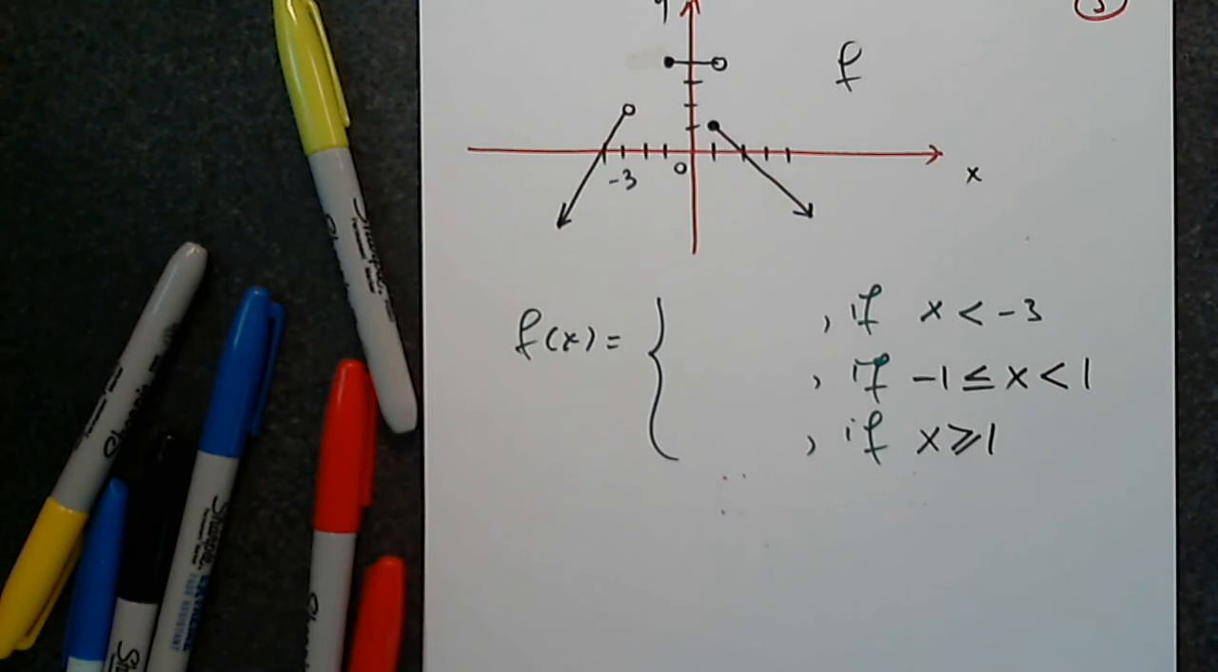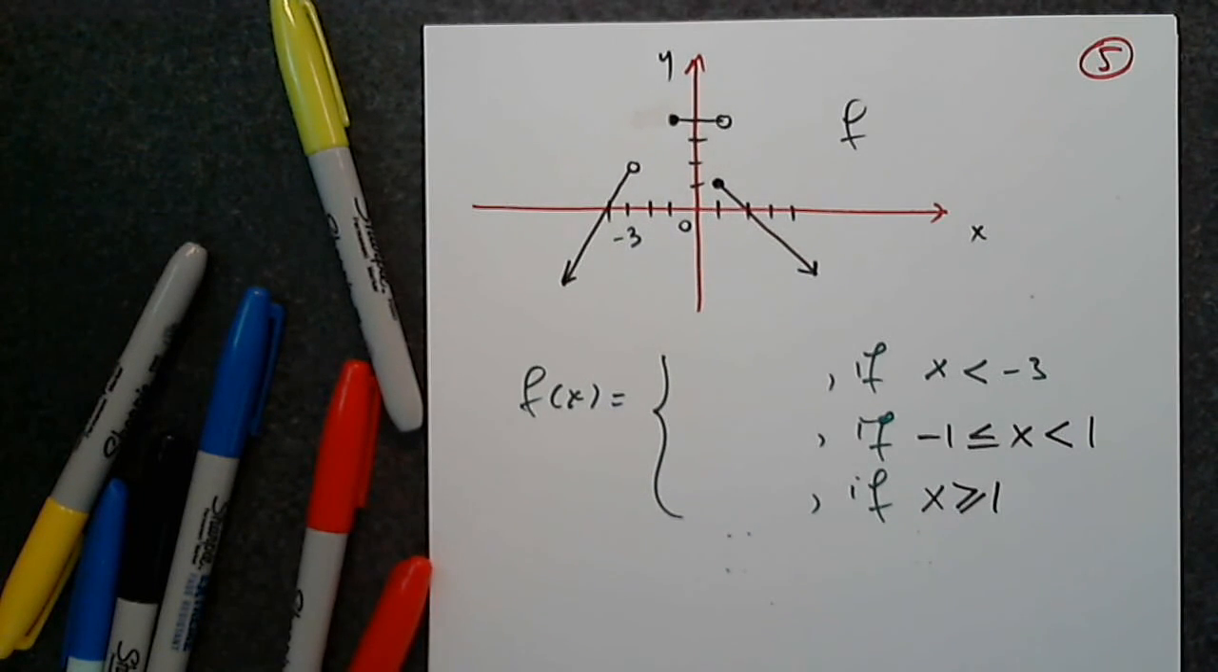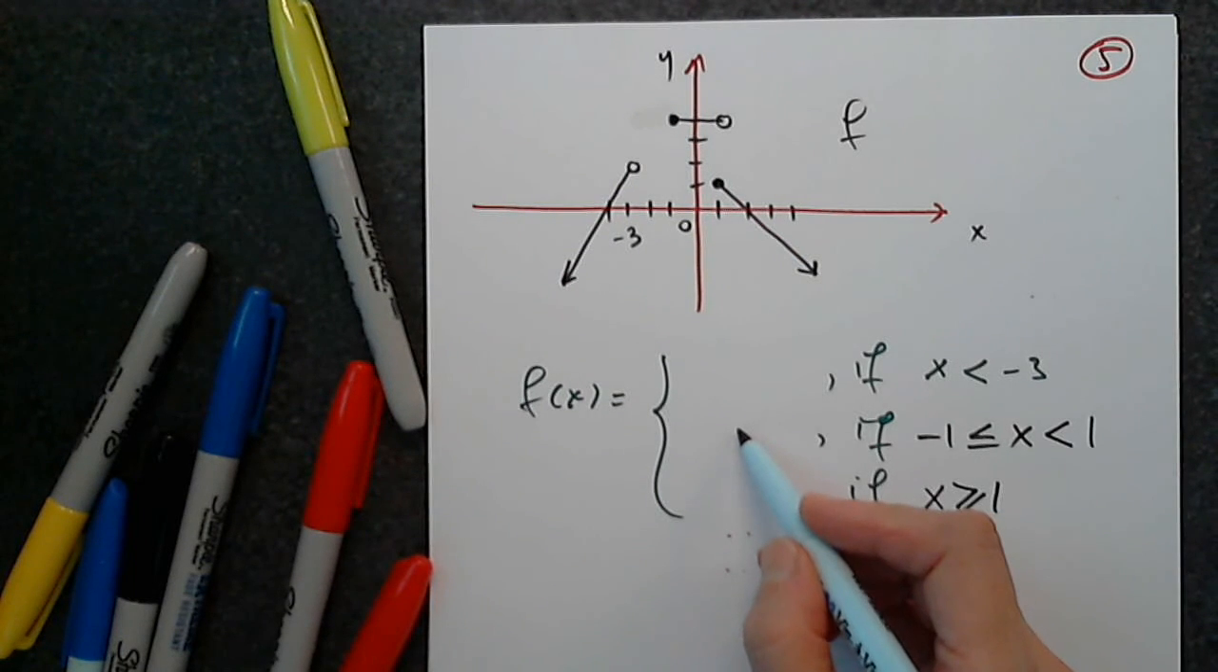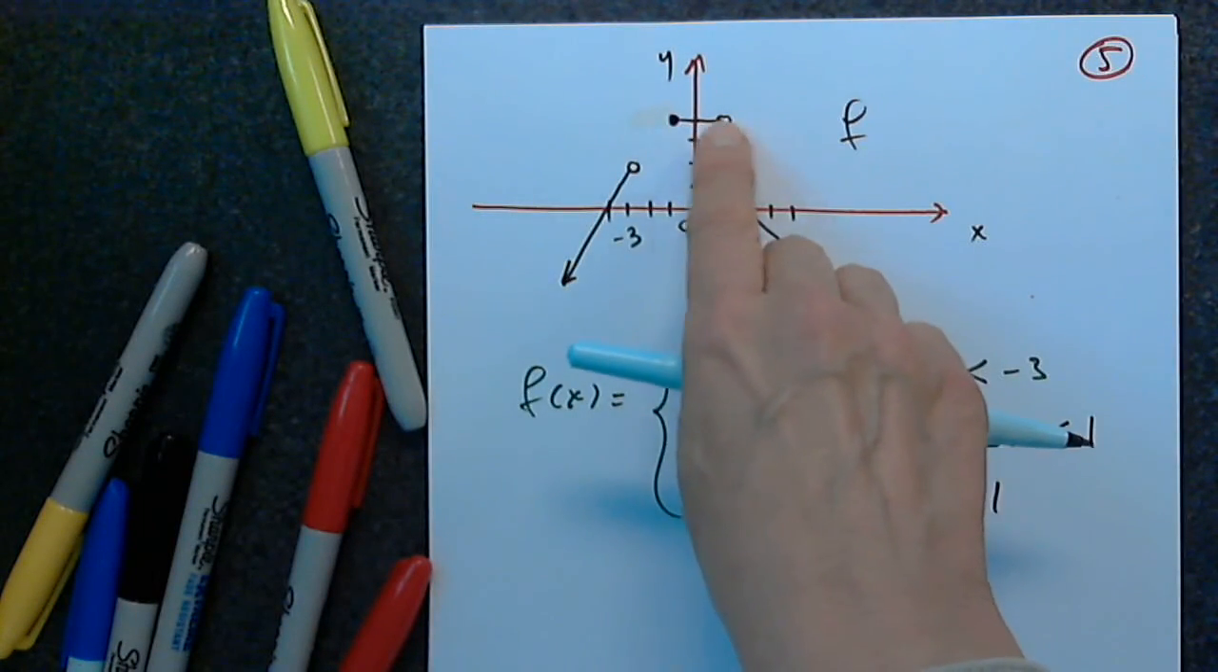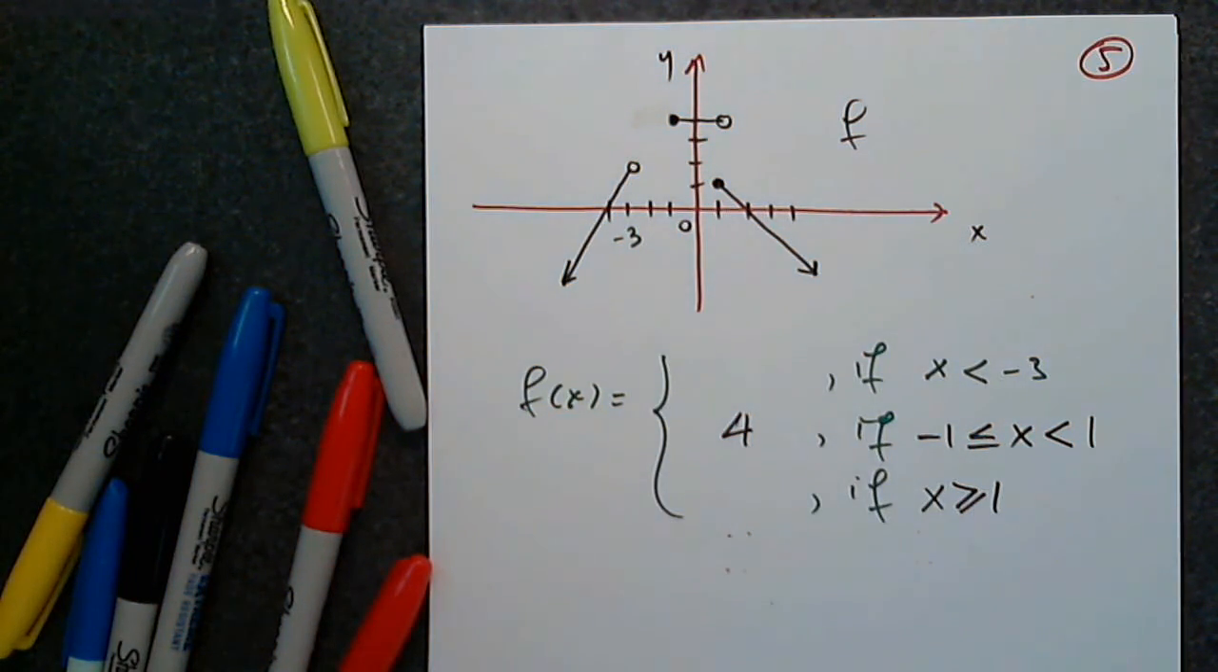We can determine the middle piece with no problems right away. From negative infinity to -3, what are we doing? So the points? 4. Very good. So the function is 4 for any x values between -1 and 1. Is that clear? The function value is 4 for any x value between -1 and 1. Perfect.